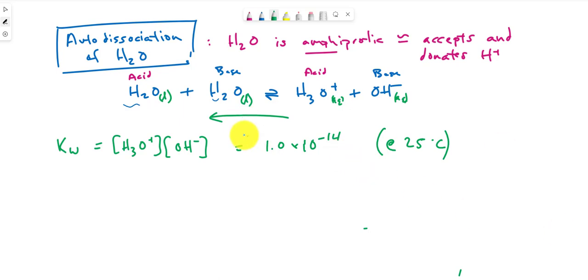So now that we know this, could we figure out what the concentration of each of these individual ions is at 25°C in pure water? Well, yeah, we could just do an ICE table like we've done before.